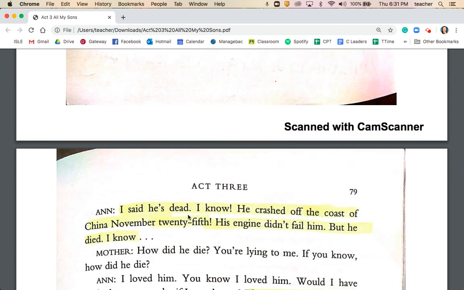I said, he's dead. I know. He crashed off the coast of China, November 25th. His engine didn't fail him, but he died.